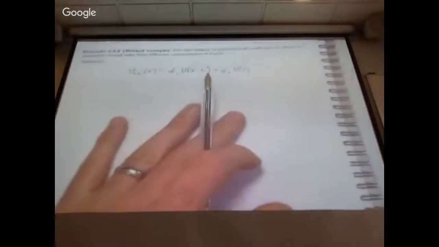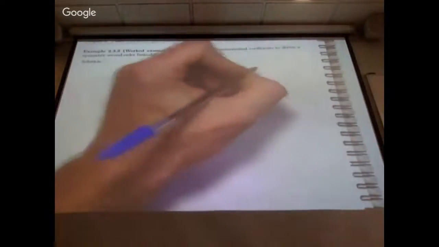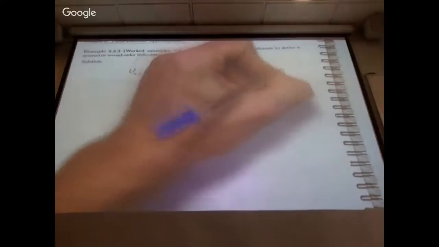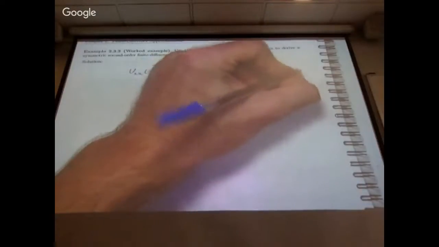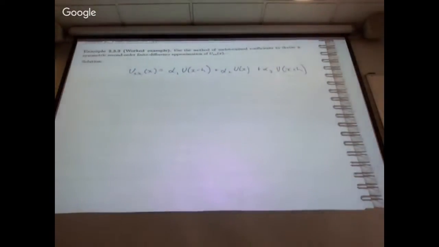Because I'm going to use a symmetric one, I'm going to choose a node in the backward step. That's a node, current node, and then I'm going to use a node in the forward step. So alpha 1, alpha 2, alpha 3, that's what I'm trying to find out. They are my undetermined coefficients.